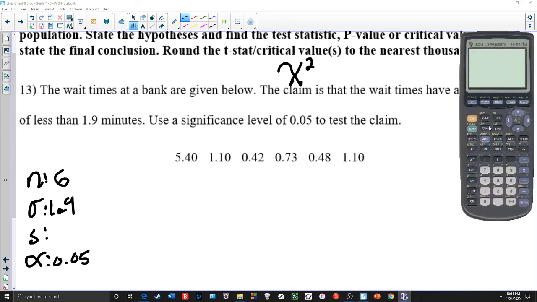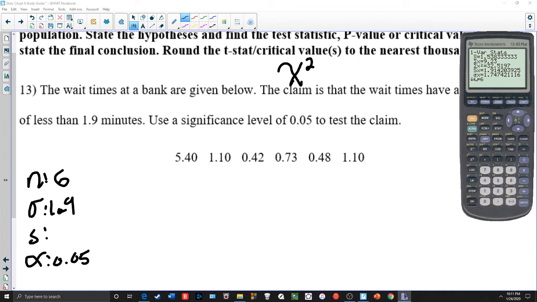If you plug these into your calculator, you can get the standard deviation quite quickly. So first turn it on, go to stat, go to edit, and in the list, you type out these numbers. So 5.4, enter, 1.1, enter, 0.42, enter, 0.73, enter, 0.48, enter, and 1.10, enter. So you look here and make sure all your numbers are entered correctly, which they seem to be. So we go to stat, calculate one-variable stats, enter, and we get that our standard deviation is this little S1 here. So 1.9142 is my sample deviation.